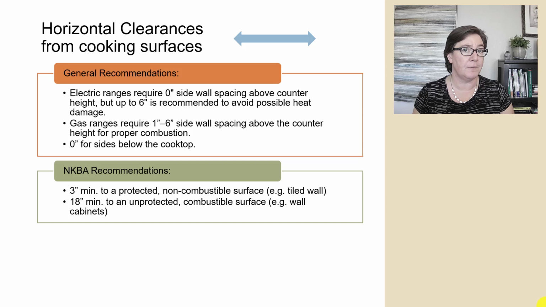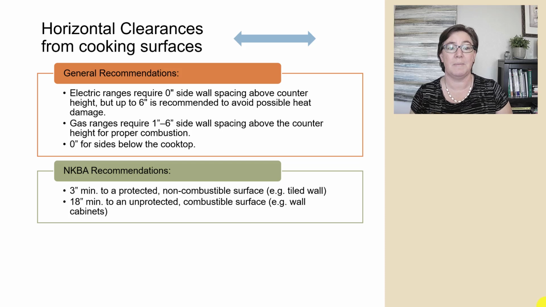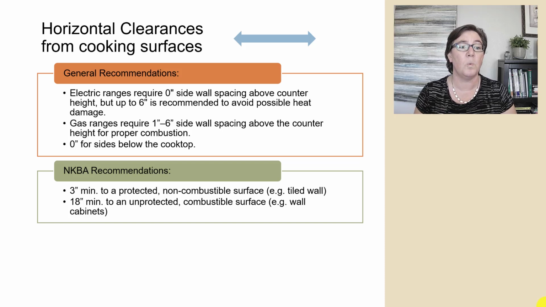For all the different fuel types, you don't need any clearance below the cooktop, so it's allowed to bring cabinets directly next to your cooking equipment, as long as you're below the cooking surface. Now the NKBA has some recommendations for this that are a little bit wider.